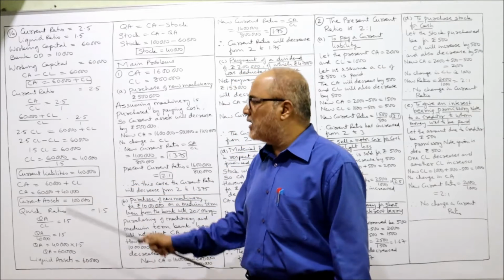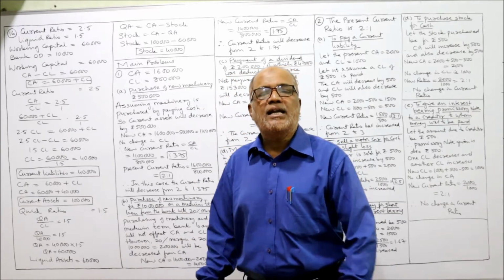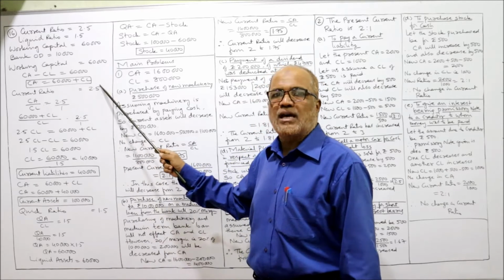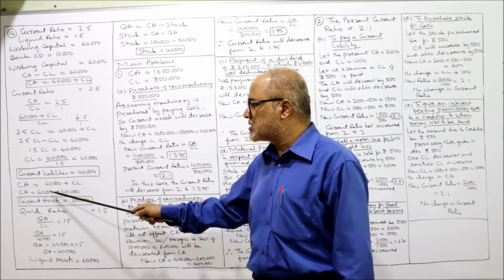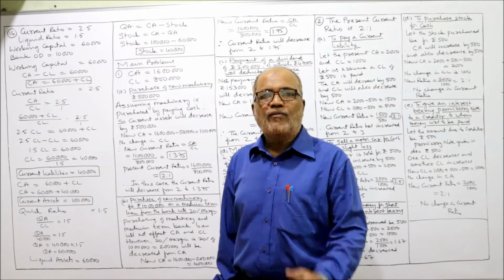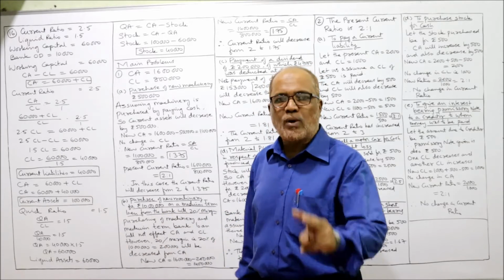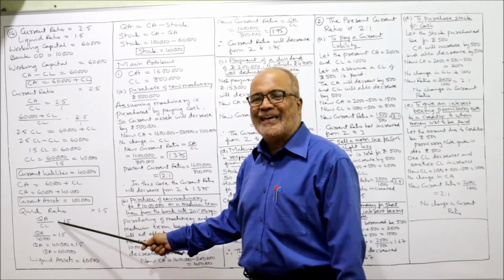So current liability is 40,000, one item we got. Now easily I can find the current asset because I have the equation: current asset is equal to 60,000 plus CL. CL is 40,000, so 60 plus 40 is 1 lakh. So we got current asset 1 lakh and current liability 40,000. Two items we got. Now I'll make use of the liquid ratio. Liquid ratio means quick ratio.